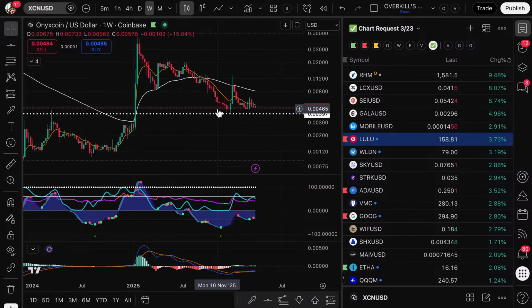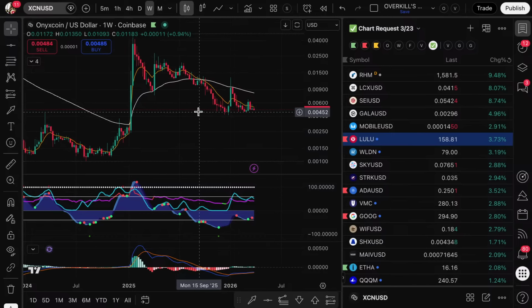But it's a long play for me. I think they got some very strong fundamentals. And it's trading at half a penny right now. They're listed on Robinhood, which is very interesting because Robinhood only has about 30 to 40 names that they actually offer. So interesting stuff.